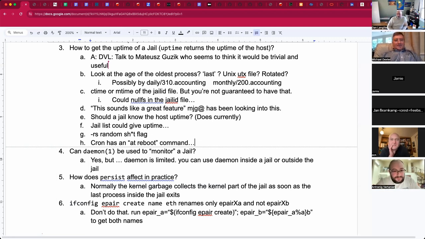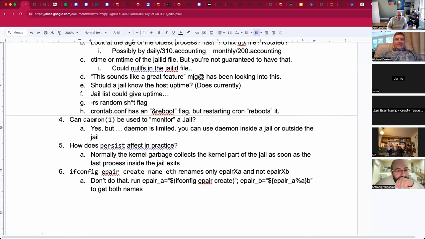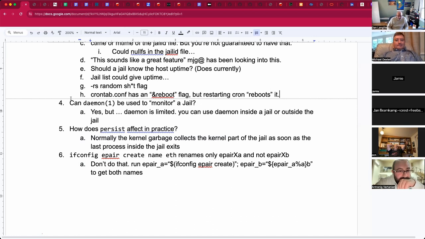Yeah. Well, crontab has at-reboot as a time field, and you can use that. The problem is that it's a lie. At reboot gets started every time cron is started. So if you restart cron, your at reboots get restarted. It doesn't really know. It's an old-fashioned Unix lie. So the less bad idea would be to write your own little five-line rc.d script.